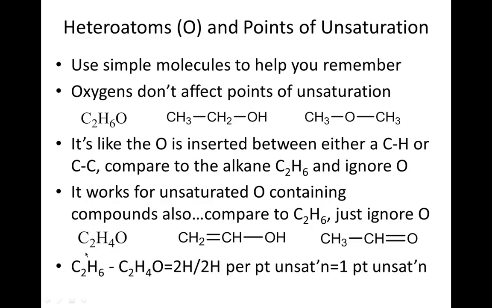So here's another example, C2H4O. Well, I could draw a double bond between the 2 carbons, or I can draw a double bond between a carbon and an oxygen, but again, that's 1 point of unsaturation, and the presence of the oxygen isn't affecting the number of hydrogens. So if I subtract the C2H4 from the alkane formula, ignoring the oxygen, I get a difference of 2 hydrogens, and there's 2 hydrogens for each point of unsaturation, so that means there's 1 point of unsaturation, which we're seeing with either of these structures that have a double bond in it.